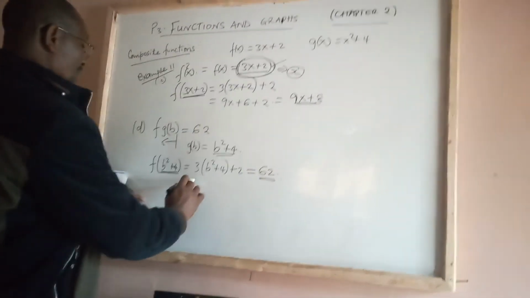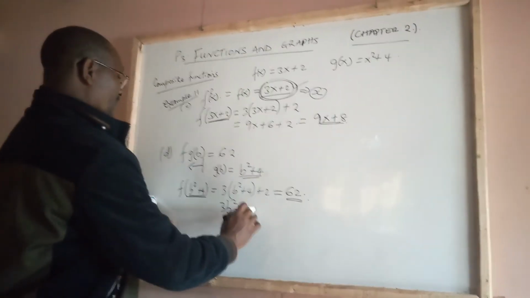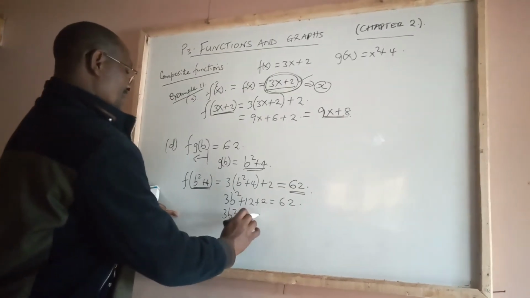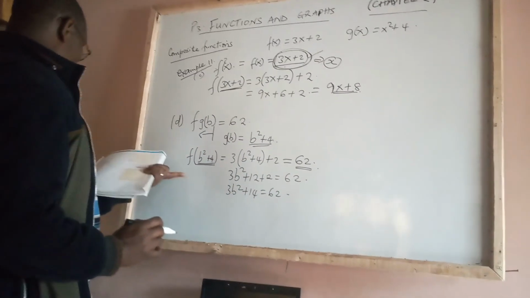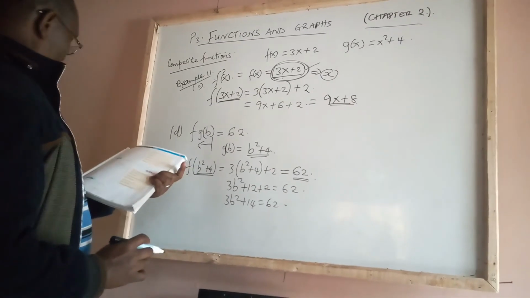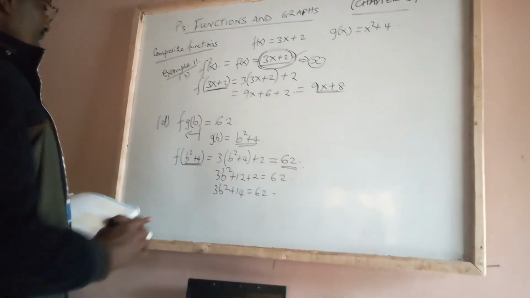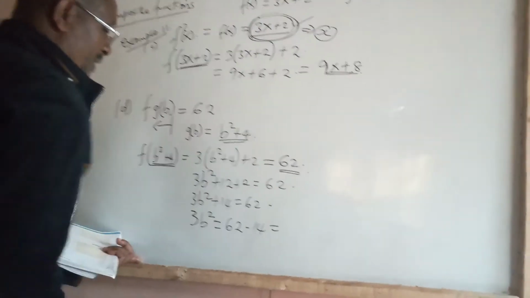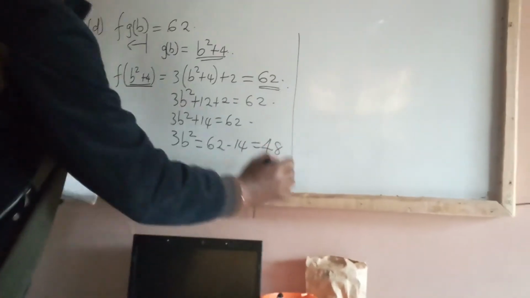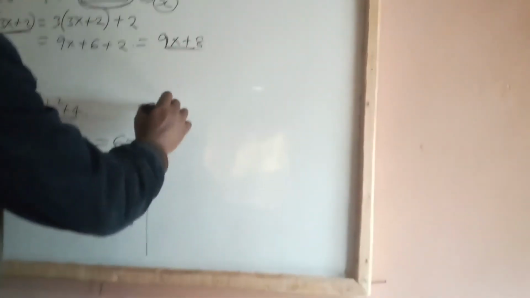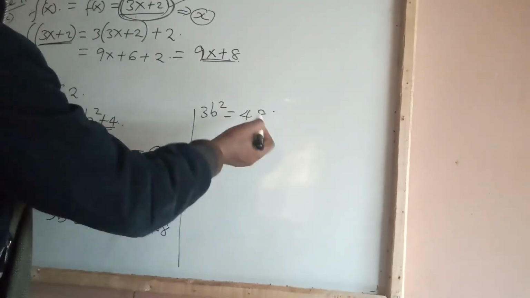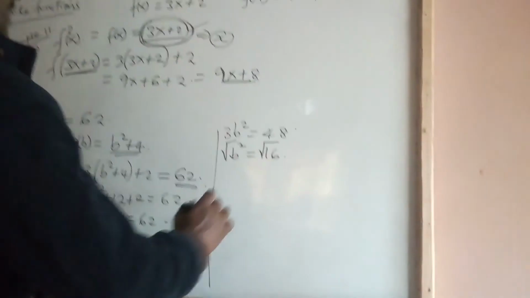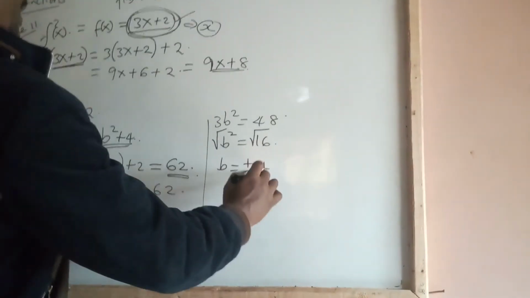Let's open the bracket. We are going to have 3b squared plus 12 plus 2 equals 62. This gives us 3b squared plus 14 equals 62. If we cross 14 over to the other side, we have 3b squared equals 62 minus 14, which is 48. If we divide both sides by 3, we find b squared is 16. Taking the square root on both sides gives us b equals plus or minus 4.